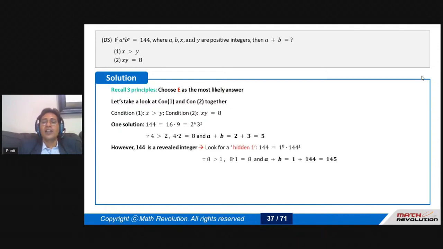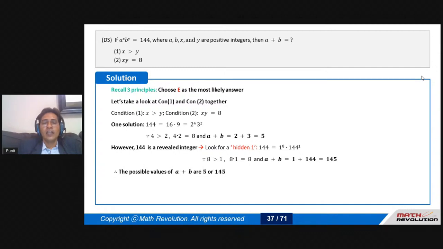Now let's talk about the hidden one. What if I consider the hidden one here? So 144 can be written as 1 to the power 8 times 144 to the power 1. Just to make x greater than y, we have taken the power of 1 as 8. That makes my a as 1 and b as 144, and if I add those up, I get 145. These are not unique answers.